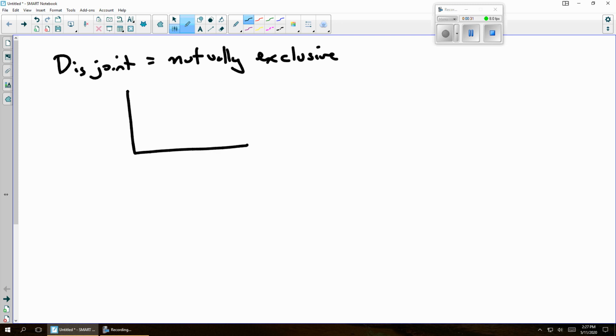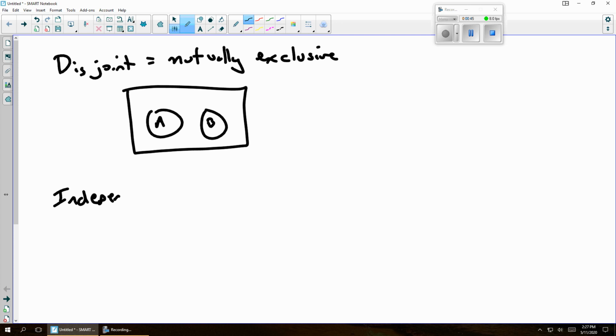Here's an example of a Venn diagram for disjoint events. Event A and event B have nothing in common. Those are disjoint events. Now, independence is a bit more complicated, and it gets a little bit confusing sometimes because we're not careful with our words.